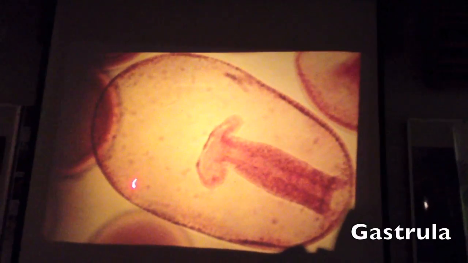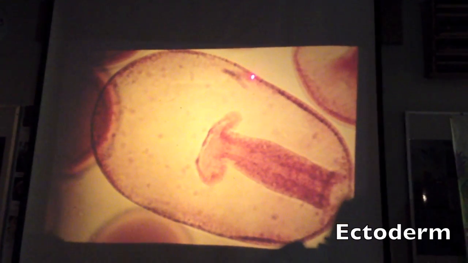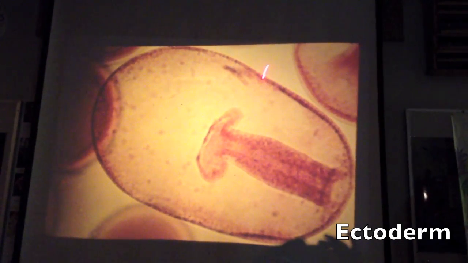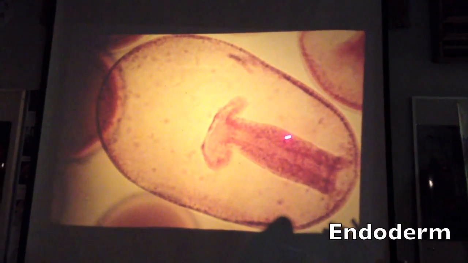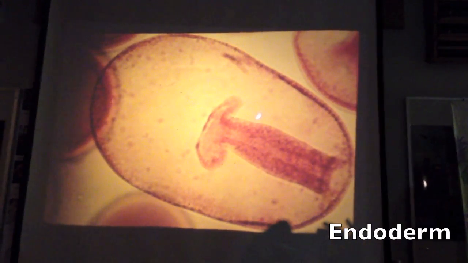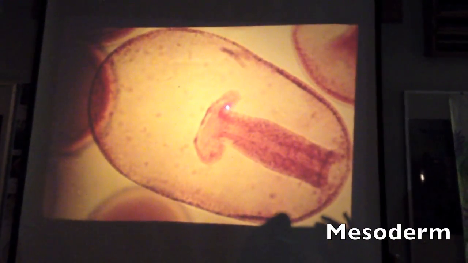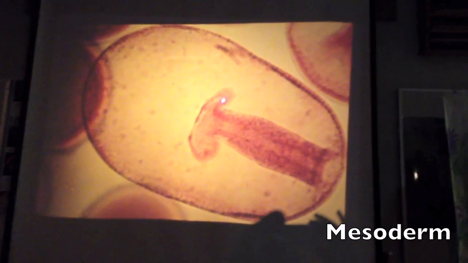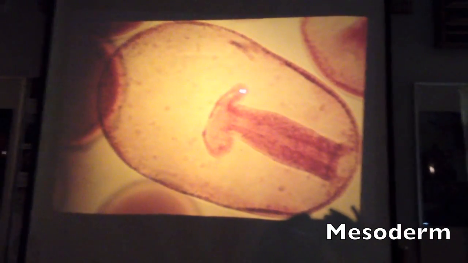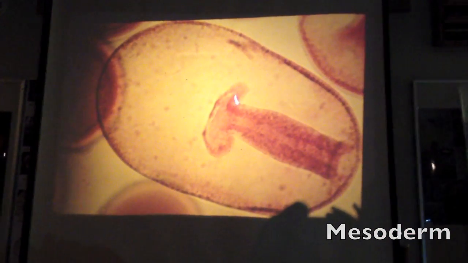What image are we looking at here? Gastrula. What's this outside layer? Ectoderm. This layer here? Endoderm. This layer here? Mesoderm, is that what you said? Mesoderm is right. So mesoderm is right here, and this little pouch is called what?